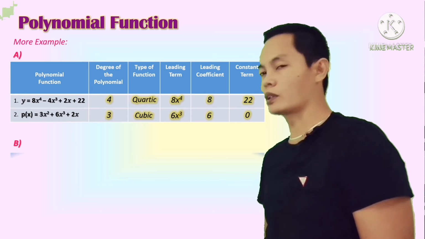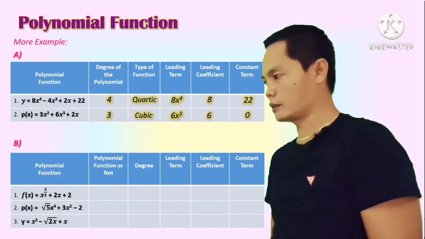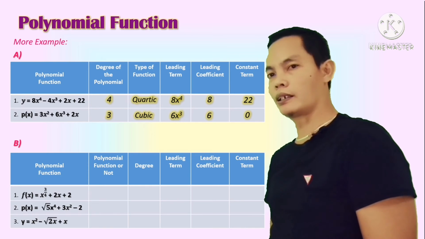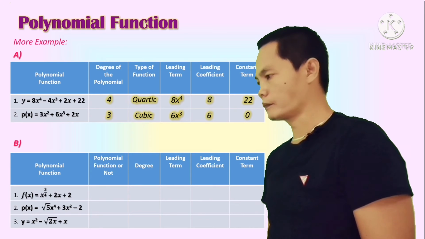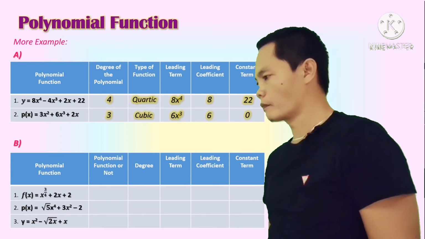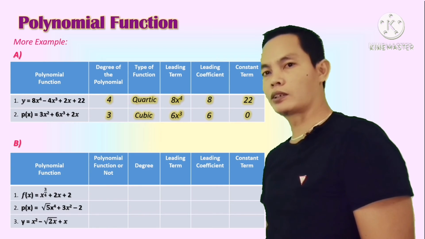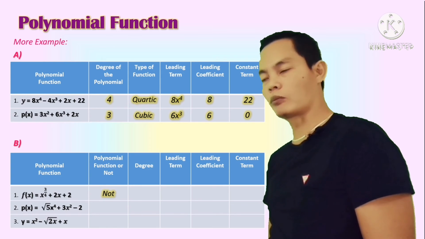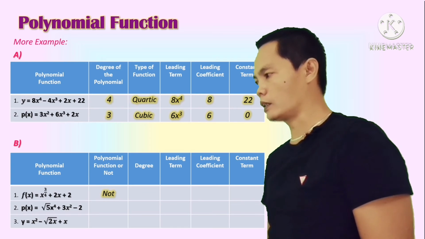Let us proceed to table B. How do we determine if it is a polynomial function or not? The degree, the leading term, the leading coefficient, the constant term. Number 1 example. F of x equals x raised to the power of 3/4 plus 2x plus 2. Well, that is not a polynomial function because of the fractional exponent.